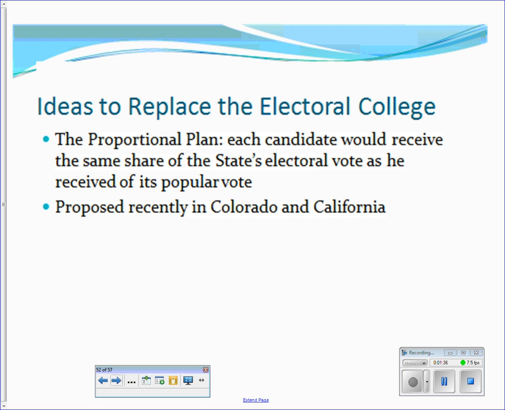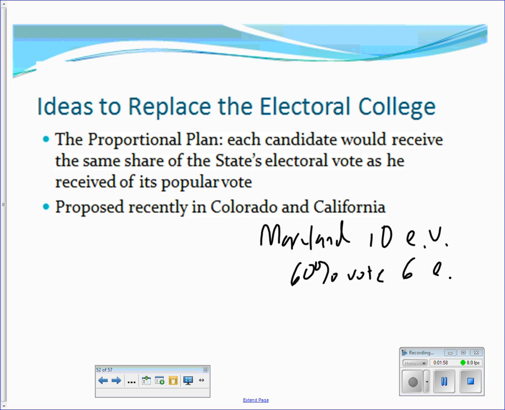The proportional plan, all right? The candidate would receive the same share of the state's electoral votes as they received in the popular vote. So I like to use, as an example, a state like Maryland. Maryland has 10 electoral votes, all right? So if a candidate wins 60% of the vote, they get 6 electoral votes. The other candidate that gets 40% would get 4 electoral votes. Okay, that works out pretty nice.